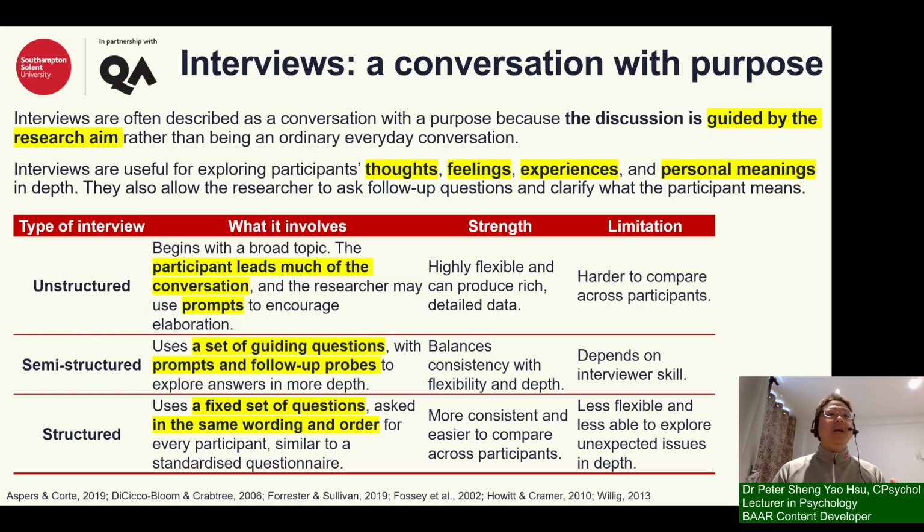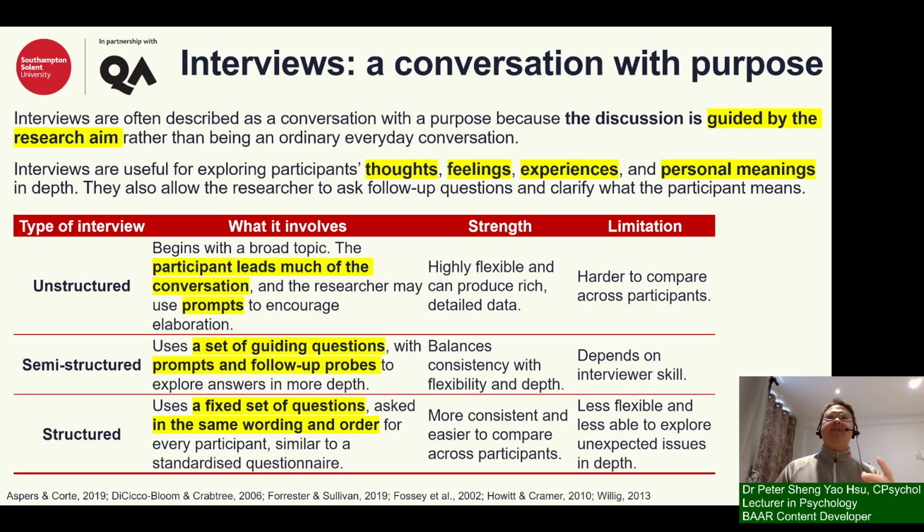For example, in an unstructured interview about mature students' experience, one participant may focus mainly on childcare, another maybe on financial pressure, another on confidence, and another on career change. This may produce rich data, but it may also make comparison across participants more difficult.